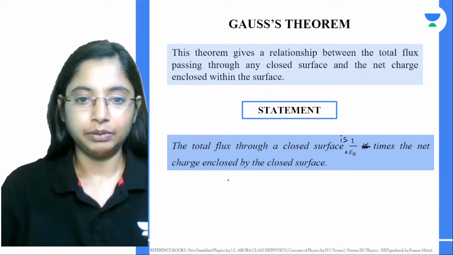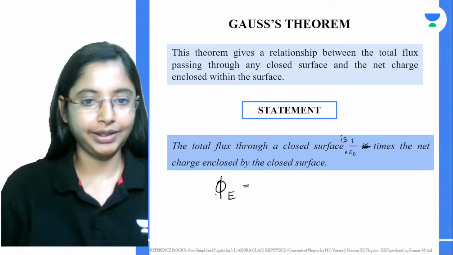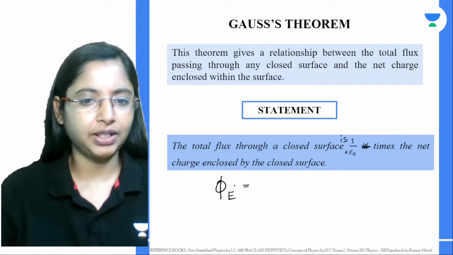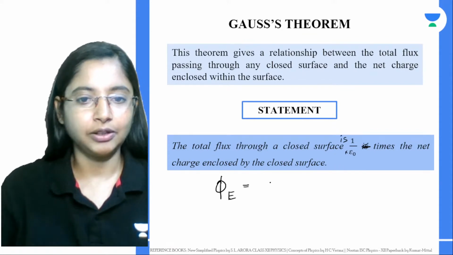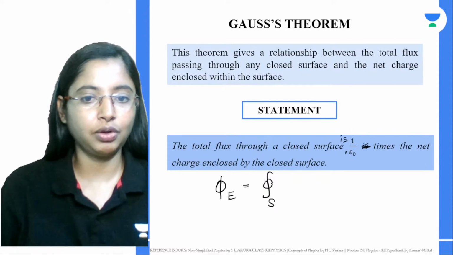Now mathematically, what is the flux through the surface? Electric flux. Phi is the symbol we use for flux, so we write phi E over here for electric flux. This is nothing but, mathematically, how much total charge is there. What is the total flux? The total flux through a closed surface.